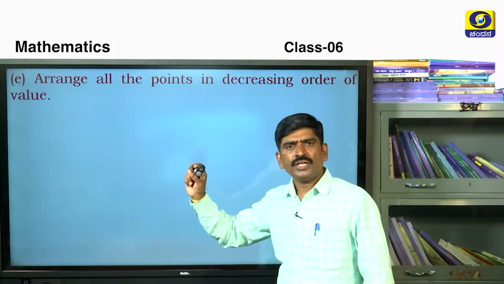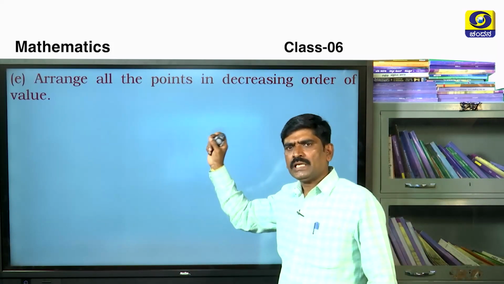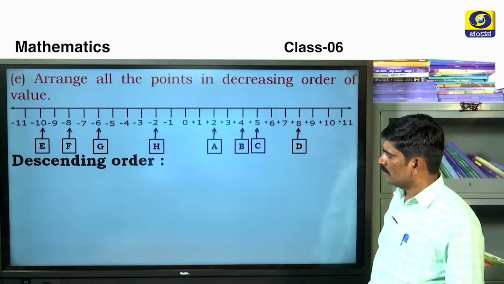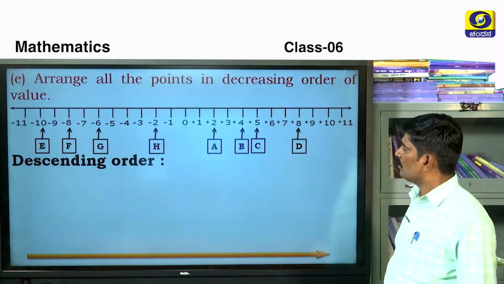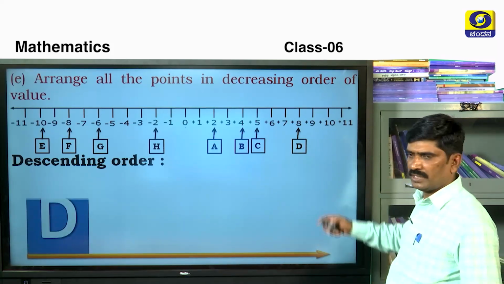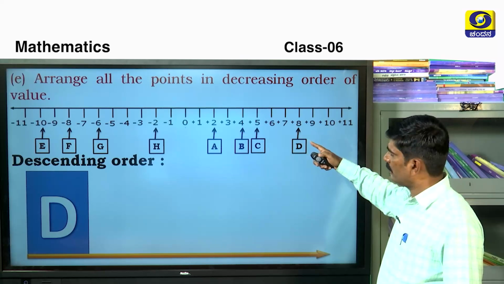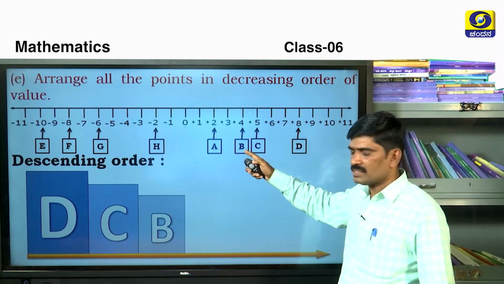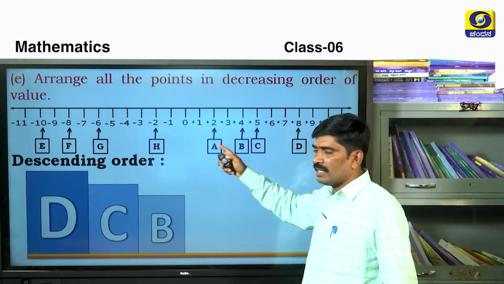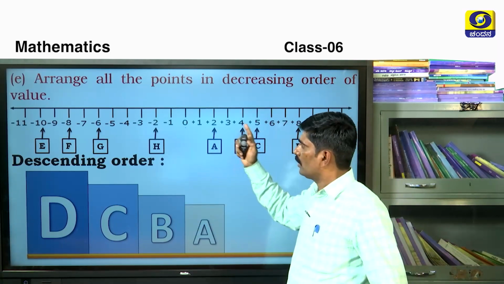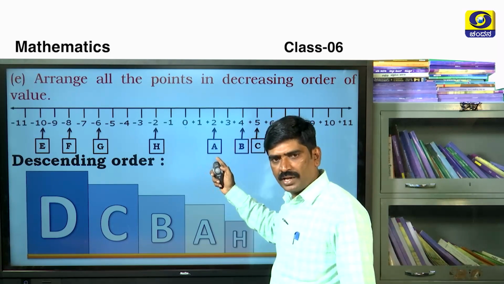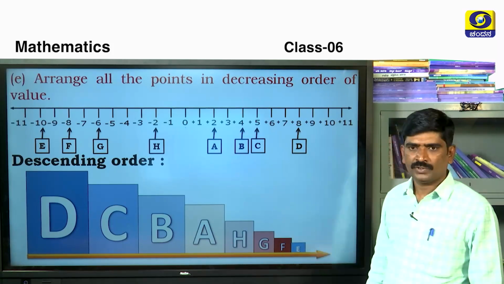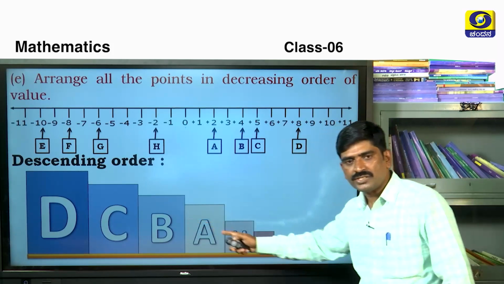Okay. Arrange all points in decreasing order of value. Decreasing order. Which is the largest number? Yes, D is the largest. Next, C is less than D. Then B is less than C. And A is less than B. H is less than A. G is less than H. E is less than F. Therefore, this is the decreasing order.